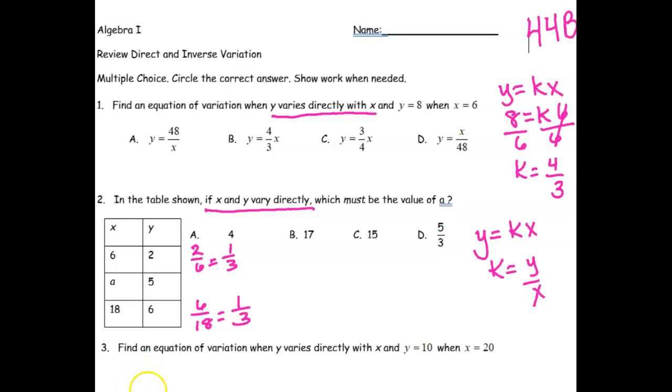Okay, 3, you're finding, again, y is varying directly with x, so you just plug it in, get your k. So the whole thing is y equals kx. Y is 10, your x is 20. Okay, so find your k value, and then to write the equation is going to be y is equal to whatever you found, that k value, times your x. Okay, that's how we write the equation of variation.